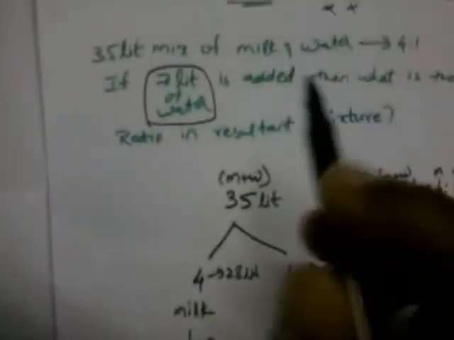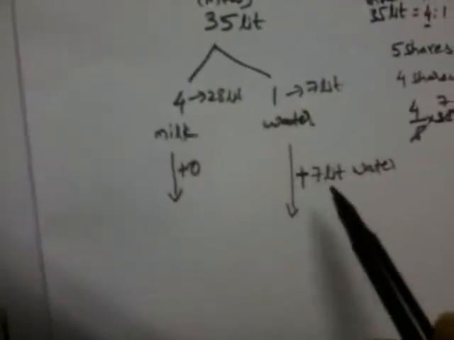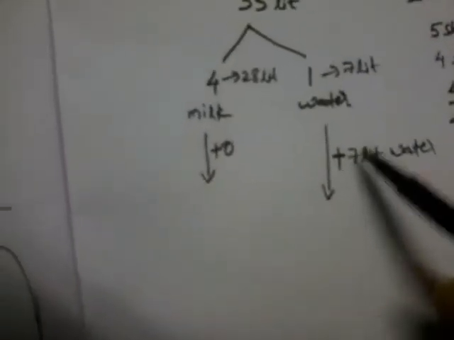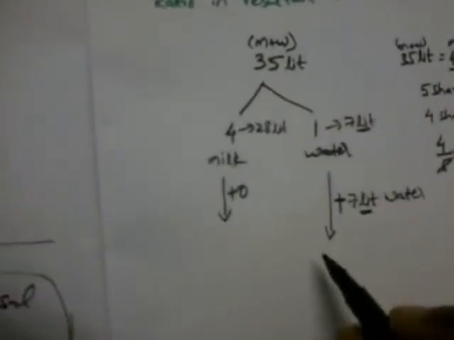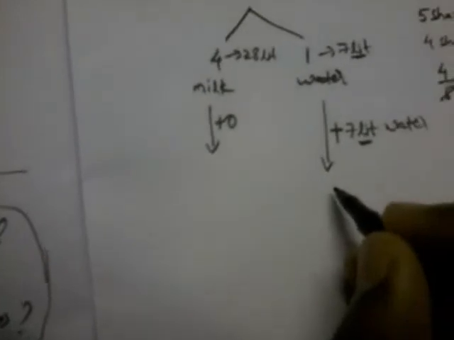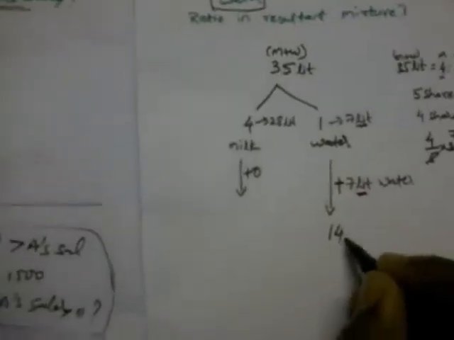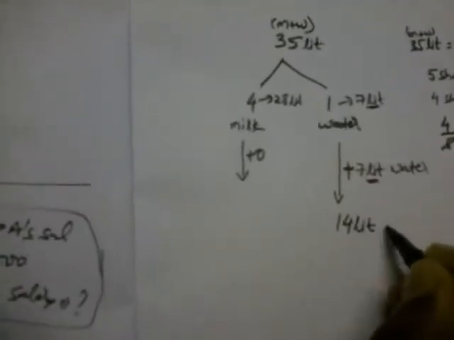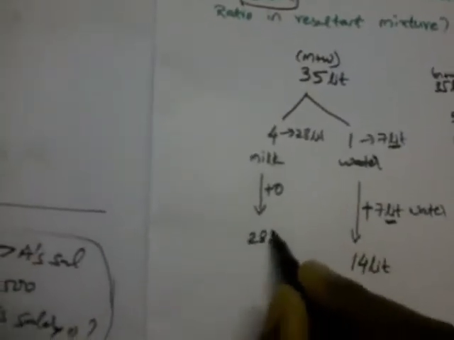Okay, come back to the question. It is given that 7 liters of water is added to the mixture. Now we can add this 7 liters because both things are in the same units. It is liters and it is also liters. Now we can add the two things and get the final liters. 14 liters is now water, and here we are not adding anything, so milk is 28 liters.